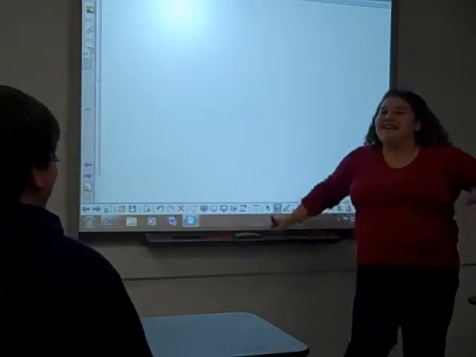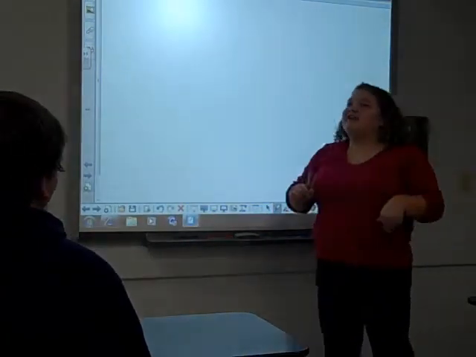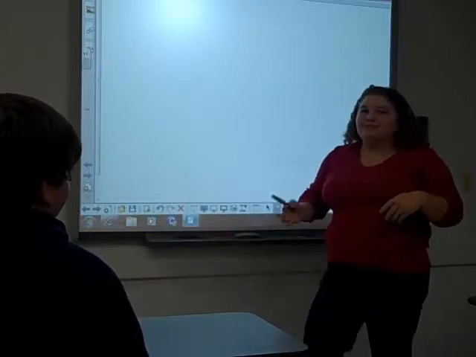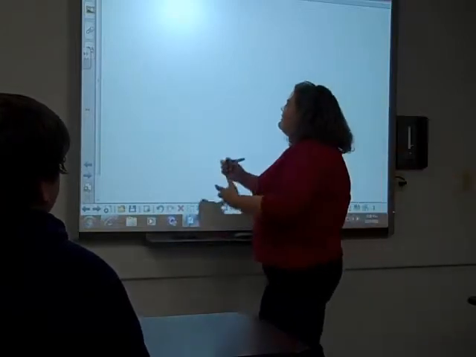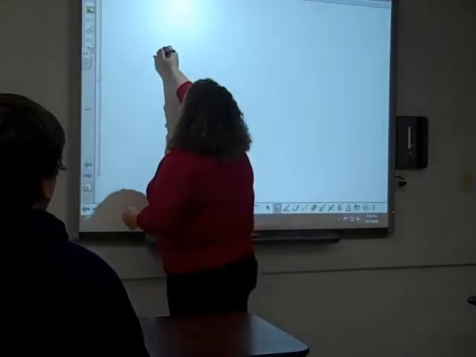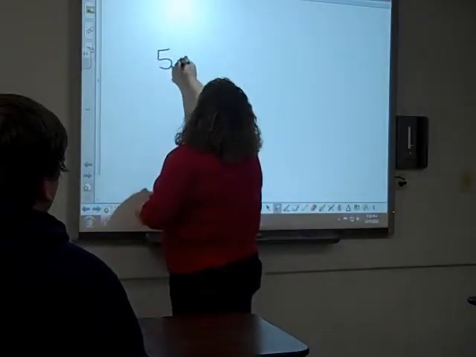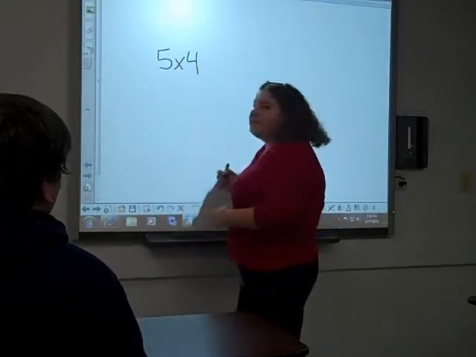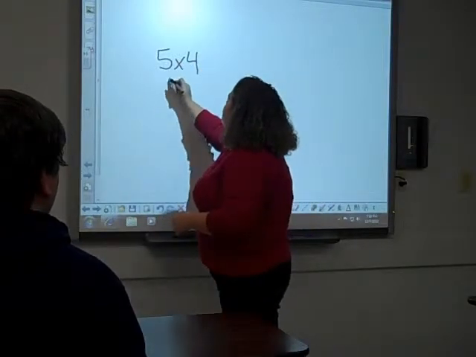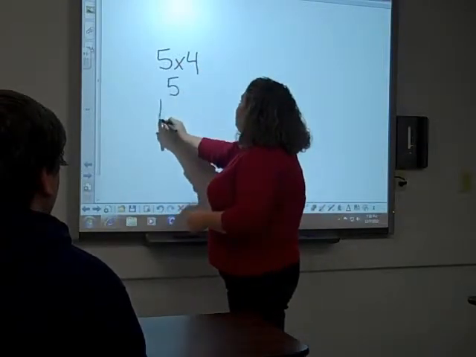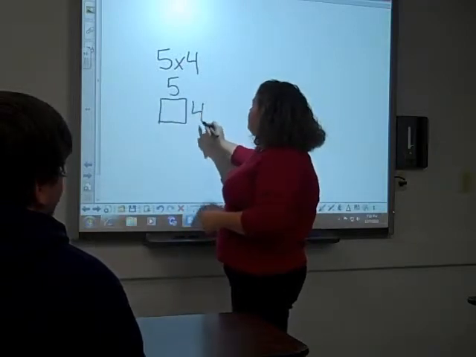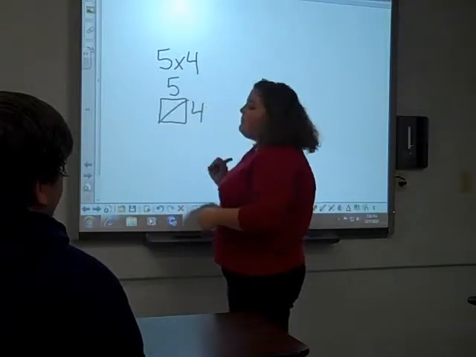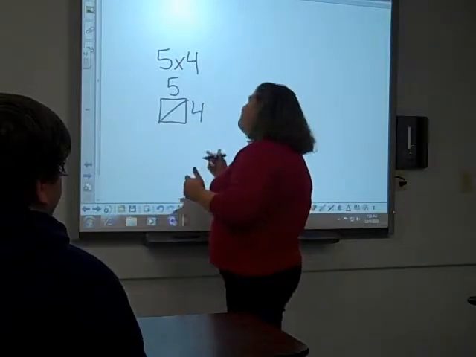Okay, today we're doing lattice multiplication. We're going to start off with a simple multiplication problem so I can explain the technical stuff. Let's start off with 5 times 4. And how this works is you put 5 on the top of a square and the 4 on the side of a square. You cut that box in 2 with a diagonal line.